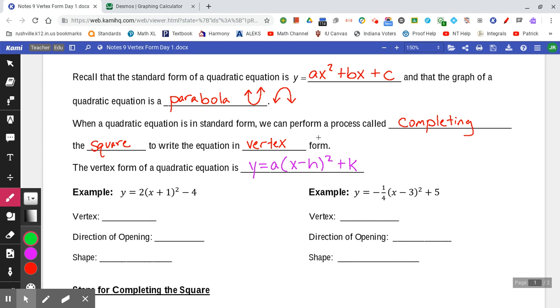So vertex form, remember, is y equals a, and then in parentheses it'll be x, and then either plus or minus a number, which will represent the x coordinate of the vertex, squared, and then plus or minus a constant at the end, but we use k to represent this one, and this will represent the y coordinate of the vertex. The reason why it's called vertex form is because you can get the vertex by just looking at this equation. You'll take the opposite sign of whatever number is being added or subtracted from x, and then you'll just take whatever number you have at the end, put it together as an ordered pair, and you have your vertex.